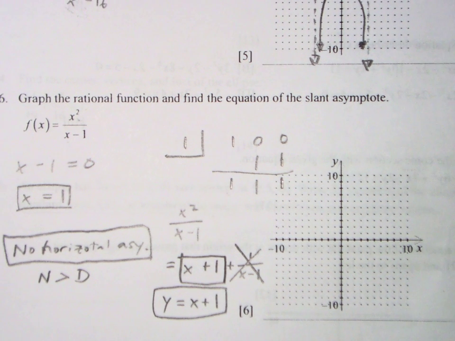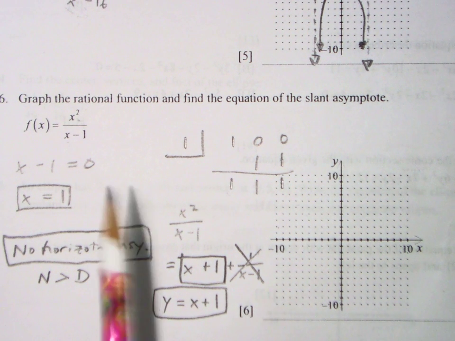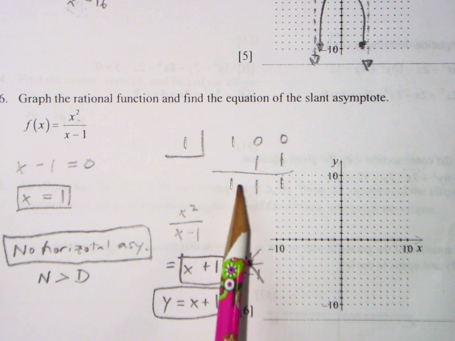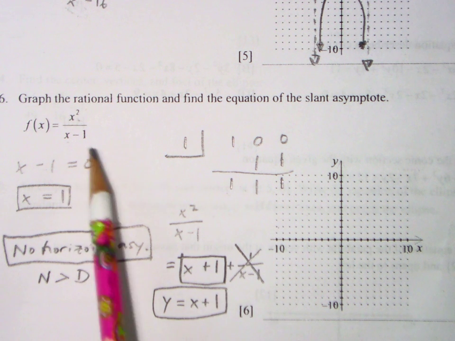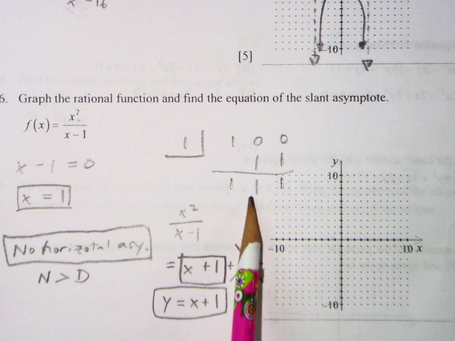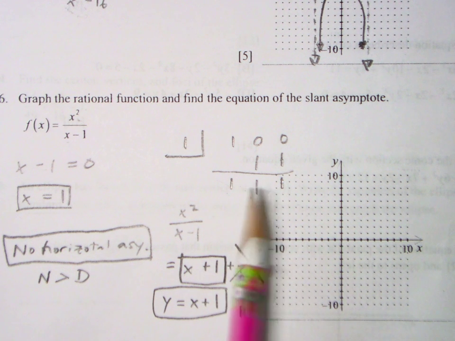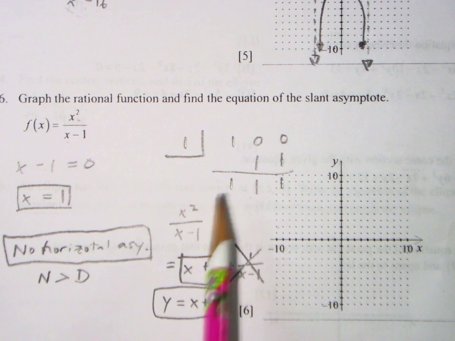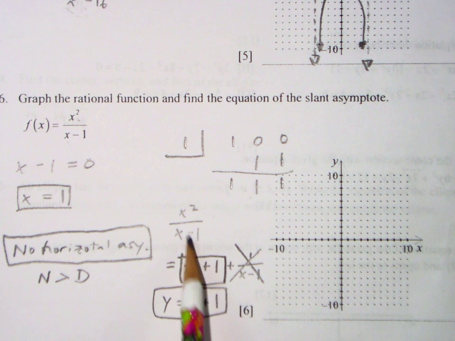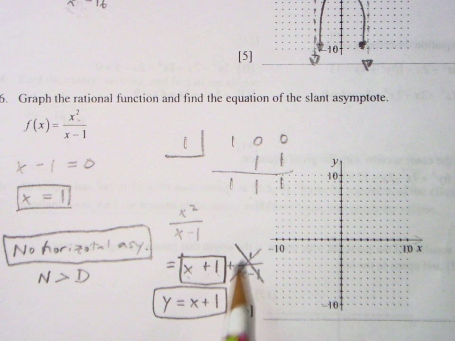So again, let's repeat that. To find the slant asymptote, we need to do long division, or in this case, because it's just a linear term, we can do synthetic division. 1, 1, 1 was our synthetic division. So x squared over x minus 1 is x plus 1 plus the remainder, 1 over x minus 1. Again, we don't care about the remainder. We're only looking at everything else. So y equals x plus 1 is our slant asymptote.